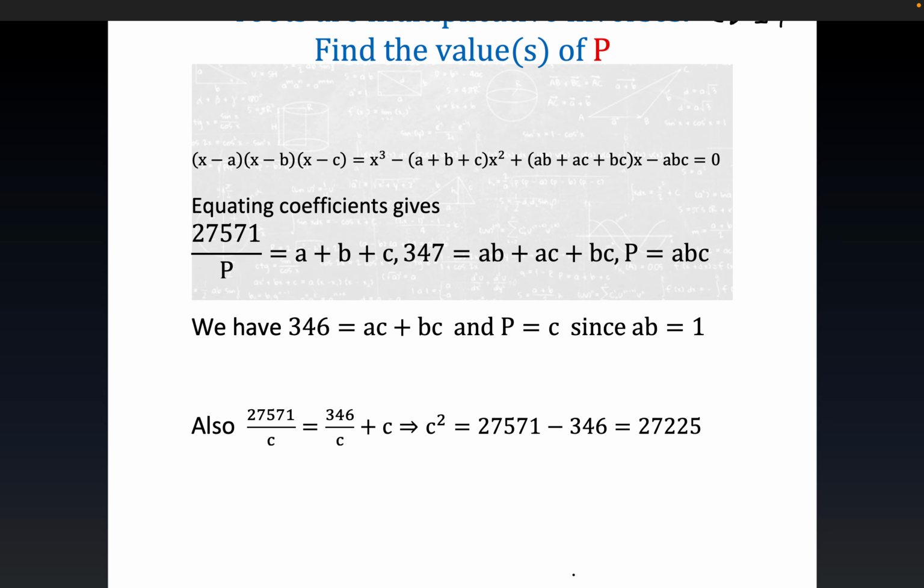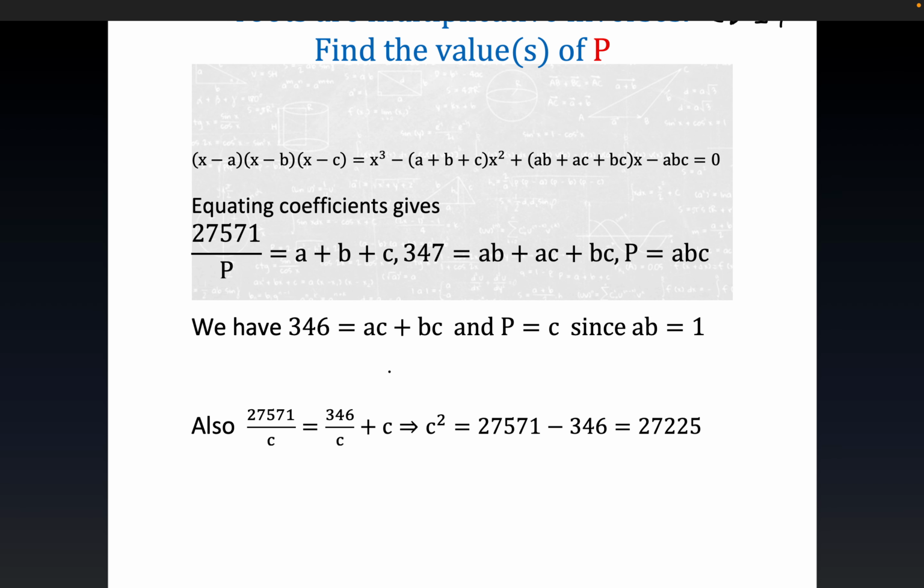Now, here, this one's kind of going from here. You may see, okay, this is a given condition, or from equating the coefficients. Now, notice all of a sudden we jump to here. Well, we know that P is equal to C.